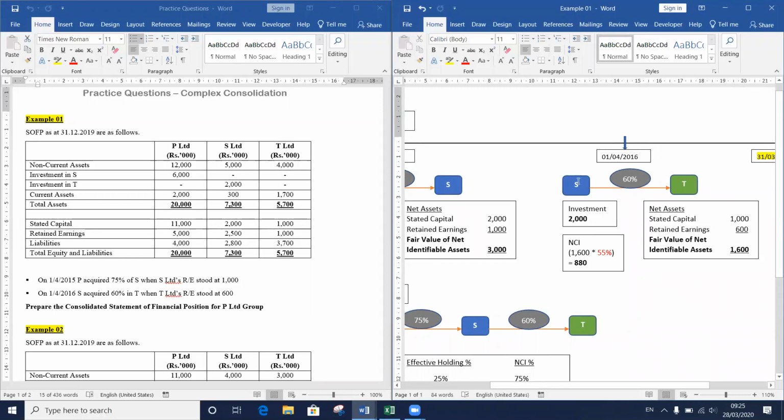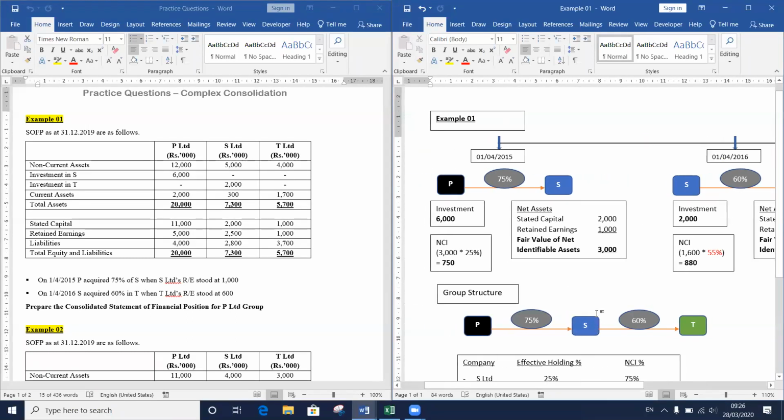Right? S, our subsidiary, has acquired 60% of shares in T Limited. It means since it is more than 50%, T Limited is a subsidiary for S. On that transaction alone, T is a subsidiary of S. But since S is a subsidiary for us, T is also our subsidiary.